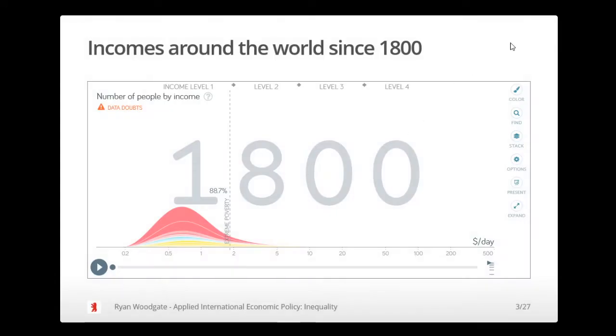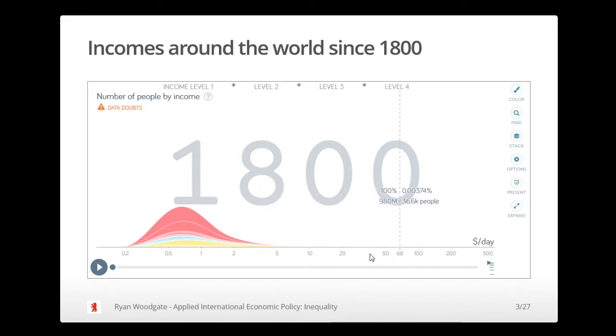Okay, but before we get into those well-defined measures of inequality, let's just think about how incomes have developed around the world since 1800. Here's this wonderful graph from gapminder.com. And what we see is distributions of income in terms of dollars per day in purchasing power parity. The height of the hump gives you some idea of the number of people on the planet at this point in time, beginning in 1800 and we'll go all the way up to 2015.